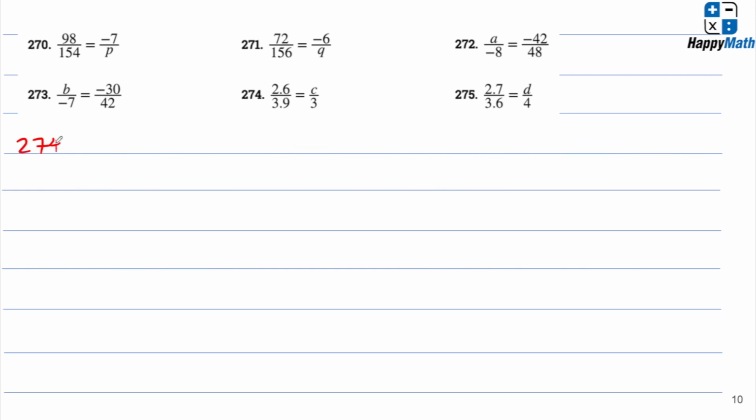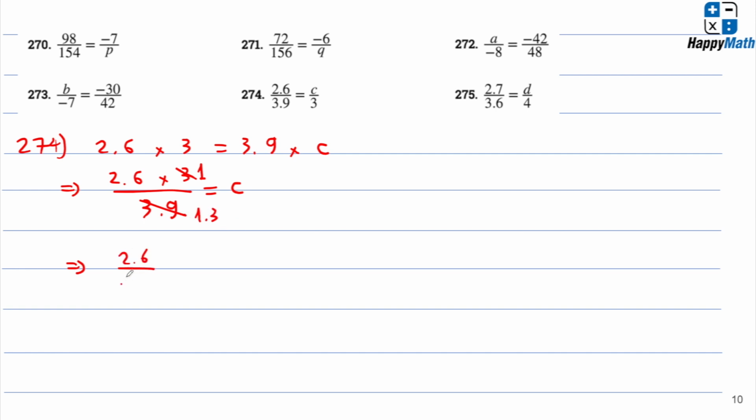274. 2.6 multiply 3, 3.9 multiply c, and then 2.6 multiply 3 over 3.9 equal to c. Divide by 3, you get 1, divide by 3, you get 1.3. 2.6 divided by 1.3, is that easy? Yeah, that is double, equal to 2.